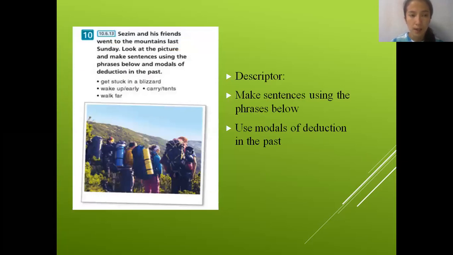Look at exercise 10. Sism and his friends went to the mountains last Sunday. Look at the picture and make sentences using the phrases below and modals of deduction in the past. Get stuck in a blizzard, wake up early, carry tents, walk far. Descriptor: make sentences using the phrases below. Use modals of deduction in the past.